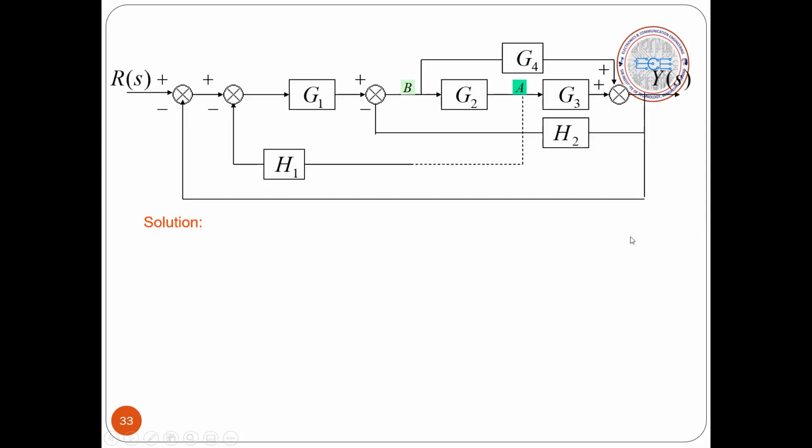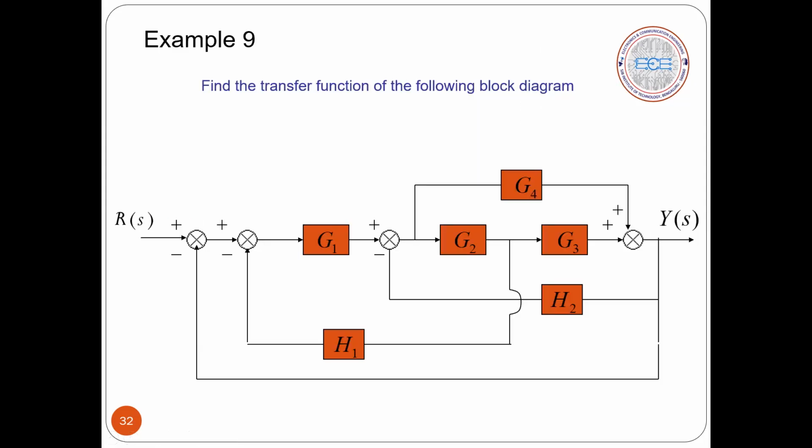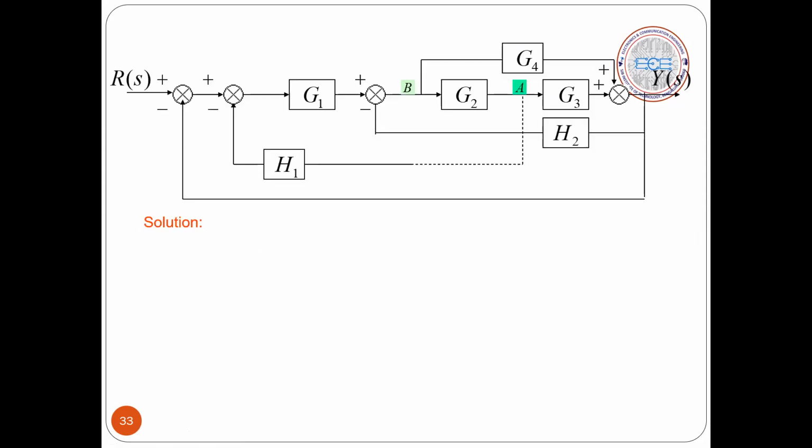So I call these two as a forward path, two forward paths. Parallel line simplification we have discussed, we have to simply add two path gains. We have to simply add two path gains. Okay, we will see how to do it.